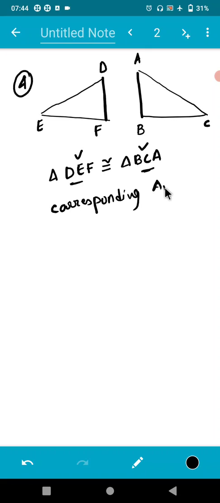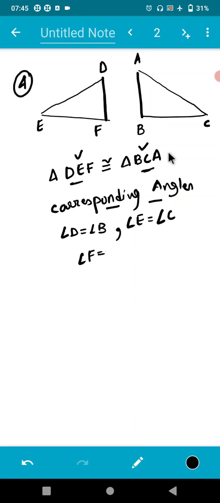So what are the corresponding angles? You see, we can easily write it down from these letters only. You do not have to see the figure also. So what is there in the first position? D. And what is there in the first position in the other triangle? That is B. So angle D is equal to angle B. You see, so easy. Angle E is equal to angle what? C. See, so easy. Now angle F would be equal to angle A. So this was all about corresponding angles.